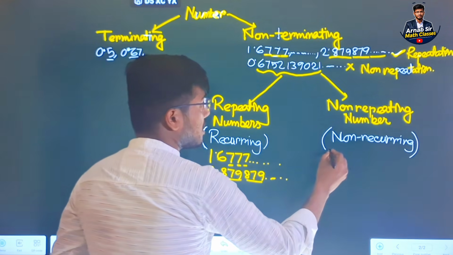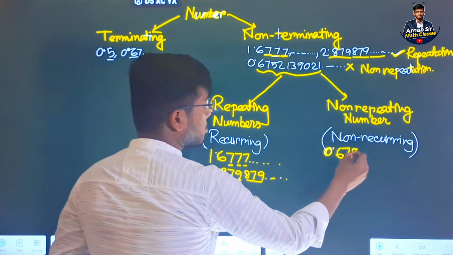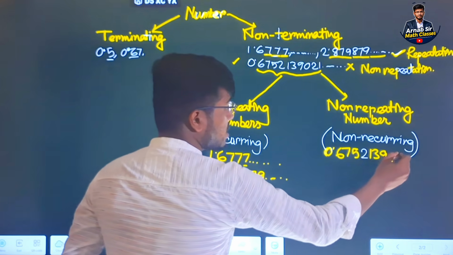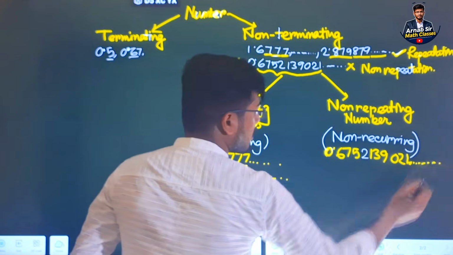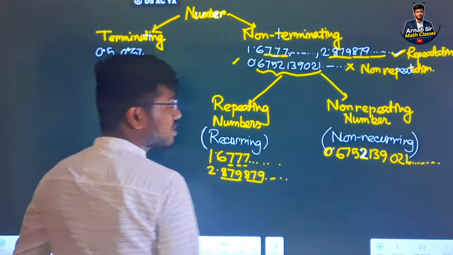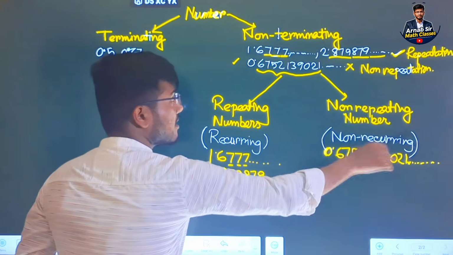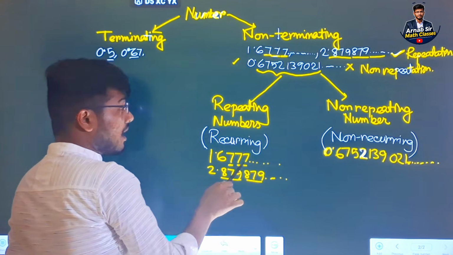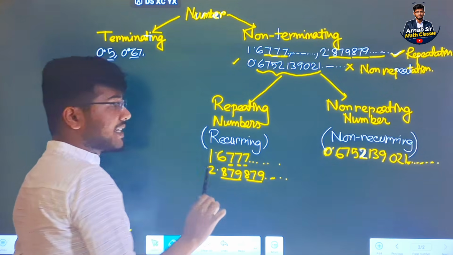What is the non-repeating number? Suppose you take this example, 0.6752139 repeat again. Okay, so is there any repetition? Yes or no? Obviously there is no repetition, so that's why it is said that it is non-terminating but it is non-repeating or non-recurring. But if these numbers are also non-terminating but recurring, that means it is repeating. After this, all are clear?